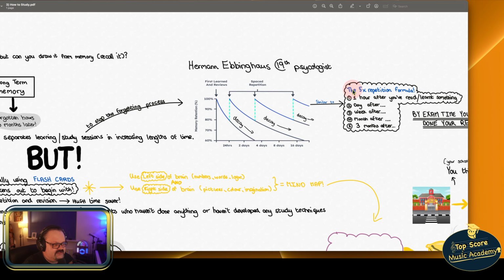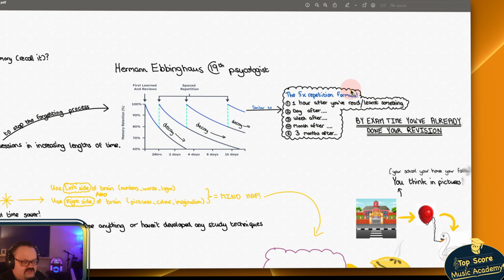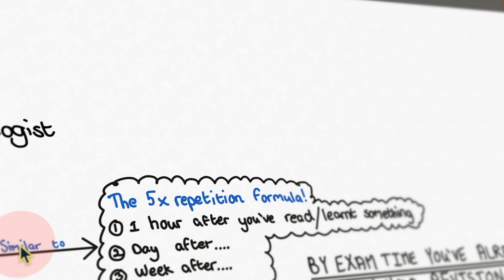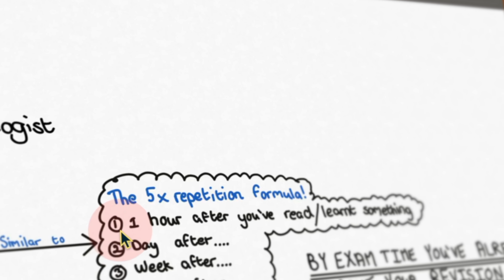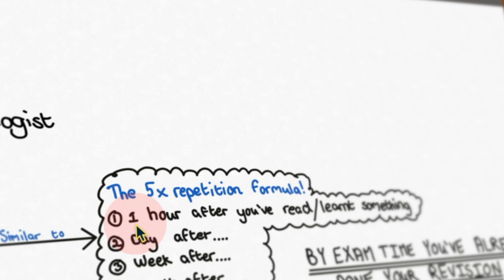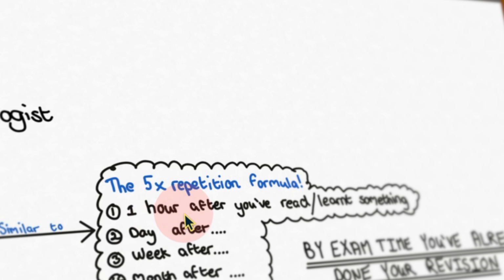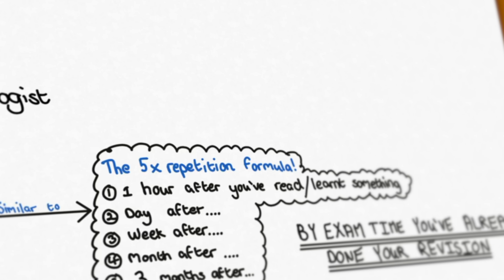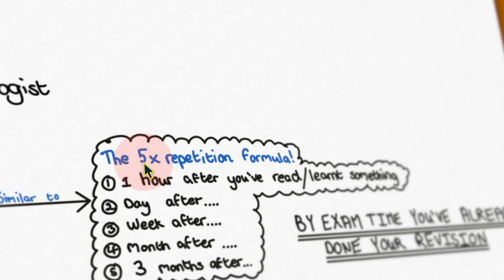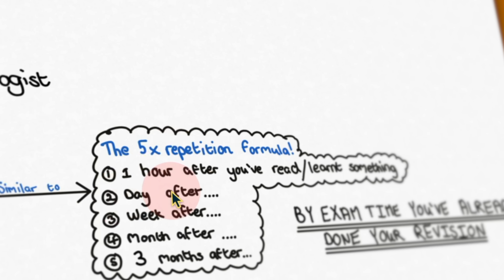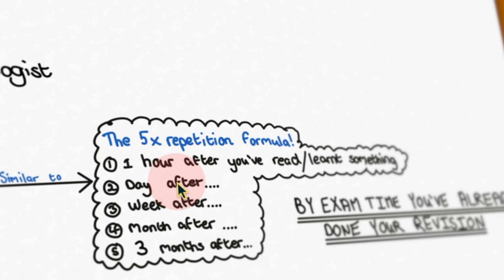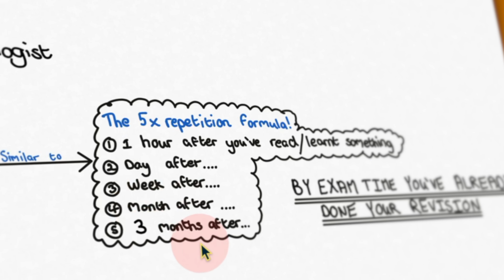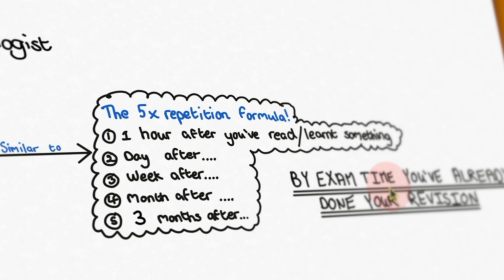And here you can see there's a model that some students will use, like the 5 times repetition formula. Similar to this, if you go back to the information 1 hour after you've read or learned something, that helps you maintain that information and helps prevent this rate of decay. Then maybe a day after you first encountered the information, and then a week, and then a month, and then 3 months after that, until you get to your exam time.